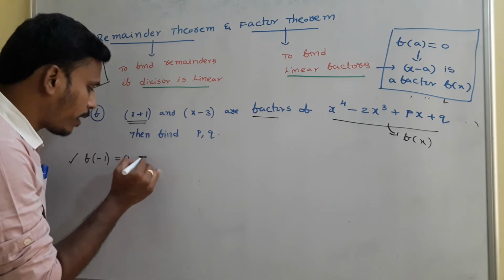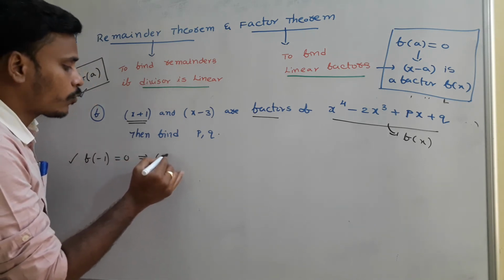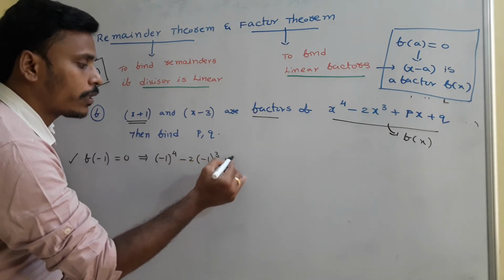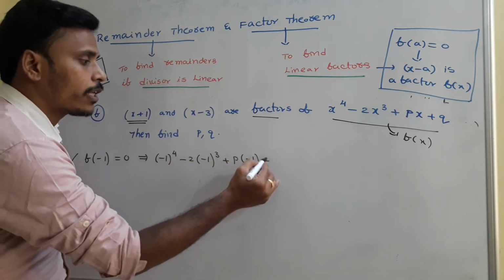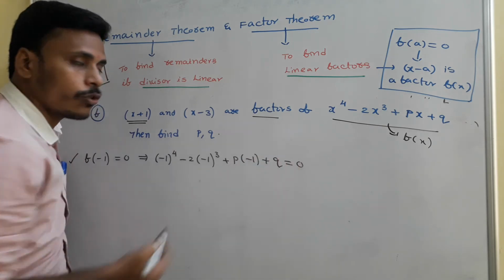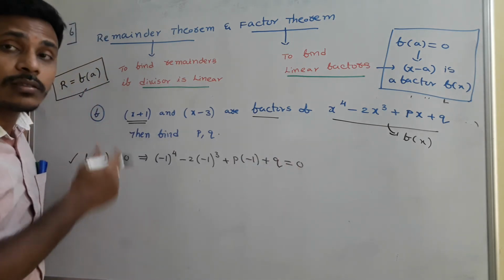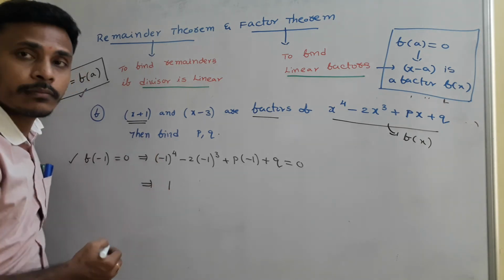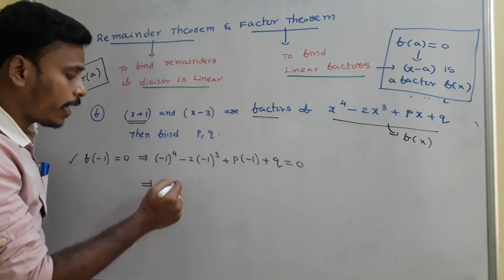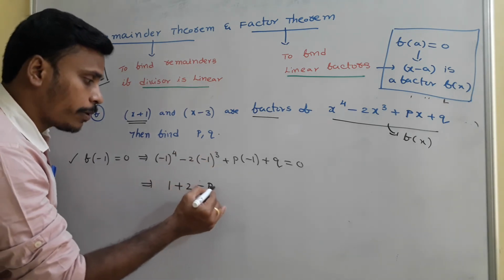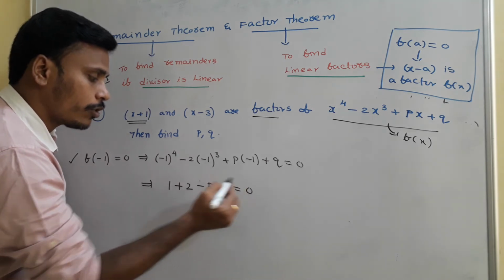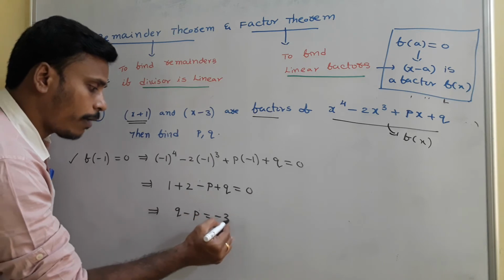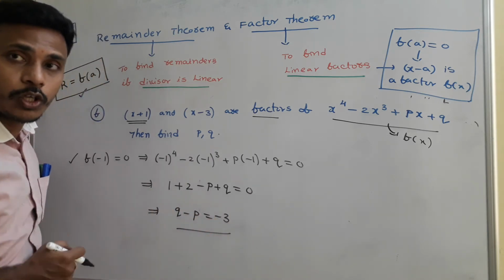So replacing x with minus 1, that implies (-1) to the power 4 minus 2 into (-1) to the power 3 plus p into (-1) plus q equals 0. Why is it equal to 0? Because x plus 1 is a factor. So (-1) to the power 4 is 1. (-1) to the power 3 is minus 1, minus of minus is plus 2. Minus p plus q equals 0. So from there, q minus p equals minus 3. We have one relation between q and p.